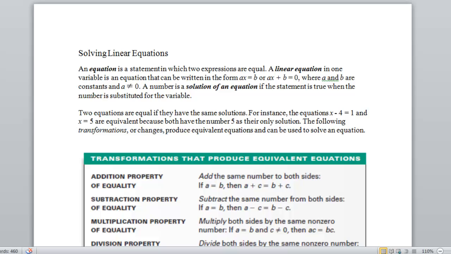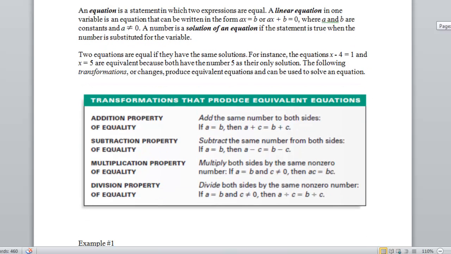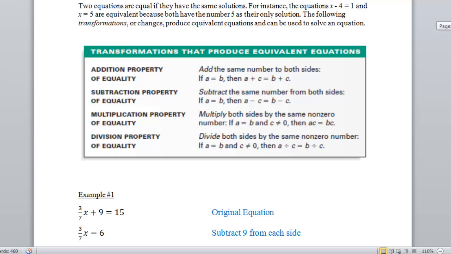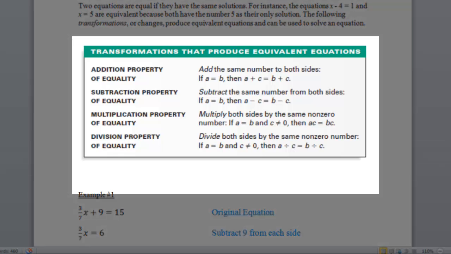So be sure you're familiar with the terminology you can see in bold and know how to work these. So let's take a look a little closer here. If we want to solve an equation, we want to get rid of values. What we need to do is find a way to eliminate these values to isolate the variable.